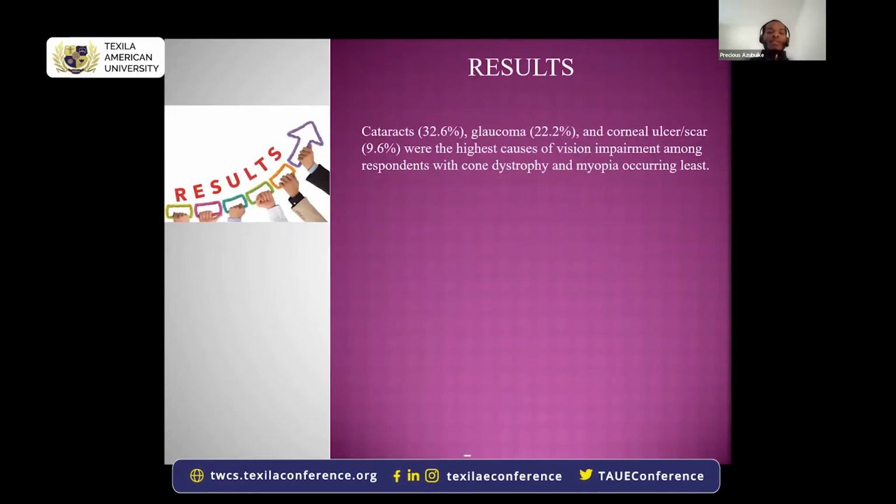So the major causes of low vision or visual impairment from our study were cataracts in 32.6% of the respondents, glaucoma in 22% of the respondents. We also had corneal ulcer and scar in 9.6% of the respondents. These were the highest causes. Of course, we also recorded cone dystrophy and myopia, but they occurred very least.